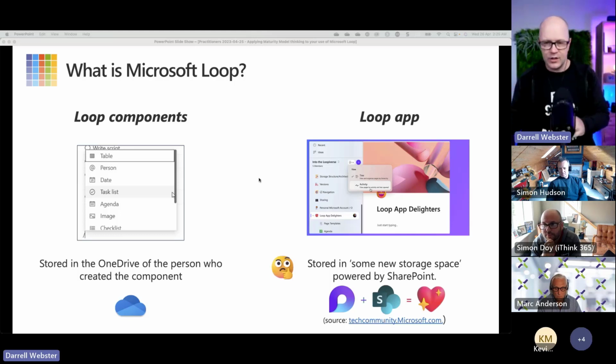I add it to a chat. I add it to an Outlook email and send it to him. And it's stored in my OneDrive, and it's like a new file. And it's shared with Simon and we can collaborate on it. Then there's the Loop app.